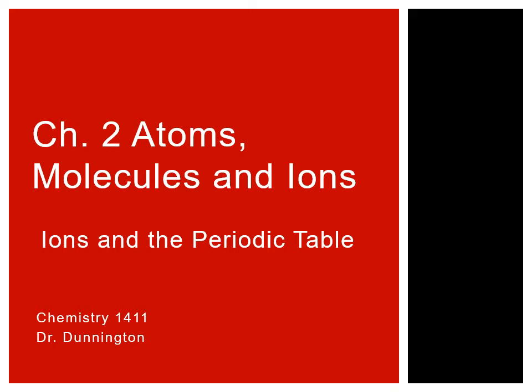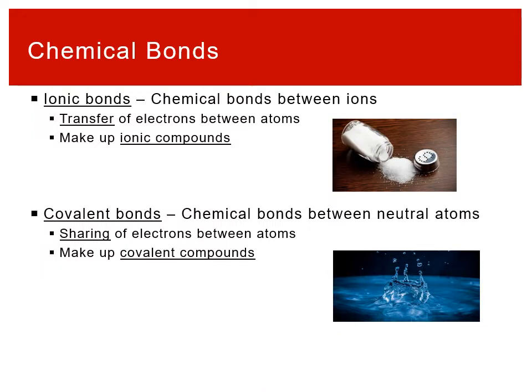Moving forward with chapter 2, I'm going to talk about ions and the periodic table. So we left off in the last video talking about this idea that we want to start talking about compounds. They're made up of bonds. And so we had ionic bonds and covalent bonds.